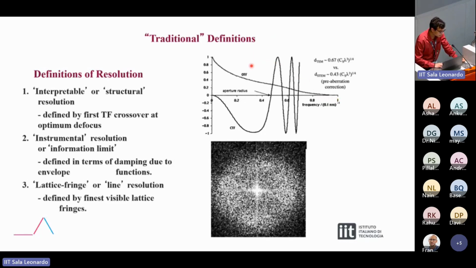So it actually never reaches 0 on this axis, but the reference point is 13.5% of the transfer that we are going to have. So when this function drops to 1 over e squared, or 13.5%, then that's termed the instrumental resolution.